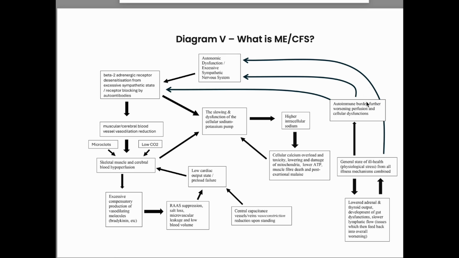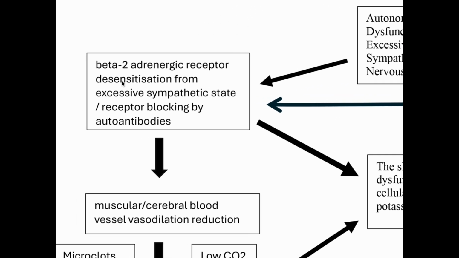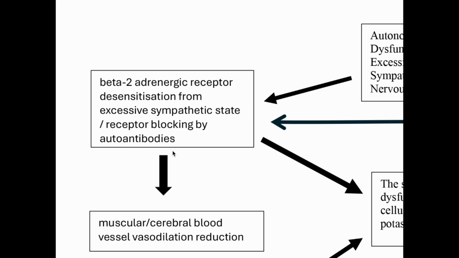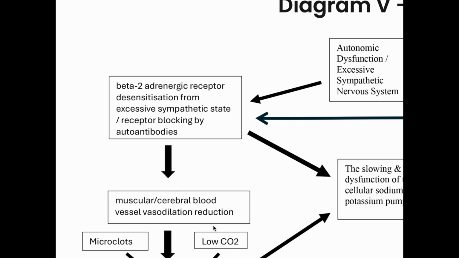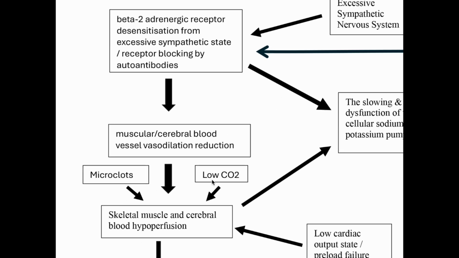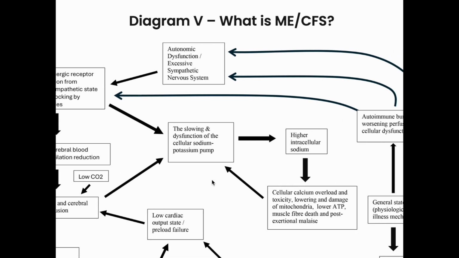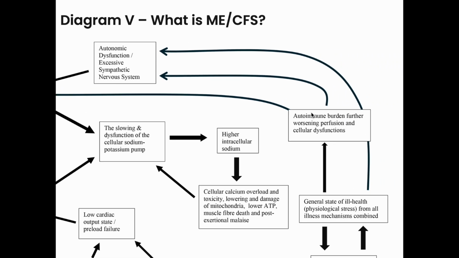You then have the anti-beta-2 autoantibodies, which, if we go over here, I said I would come back to this, the receptor blocking by autoantibodies up here. So these autoantibodies will attach themselves to the beta-2 adrenergic receptor in the muscles, in the blood vessels in the muscles, and act as another reason for blocking the signal to vasodilate. And this therefore will further increase the reduction in blood perfusion in the illness and worsen those aspects of the cycle.